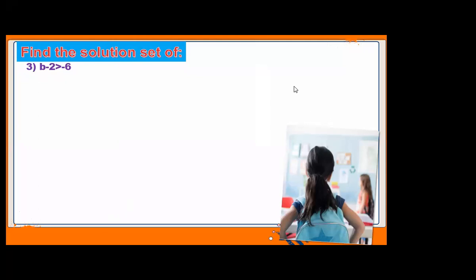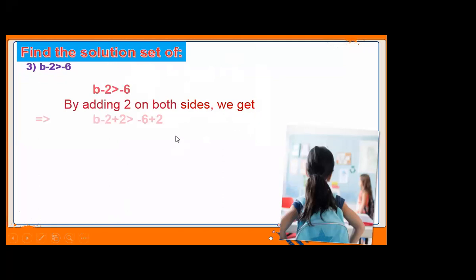Yes, miss. Now, in this question number 3, what do we have to do? First, we have to copy down the question. Then what do we have to do? Miss, add plus 2 on both sides. Okay, by adding 2 on both sides, what will we get here?